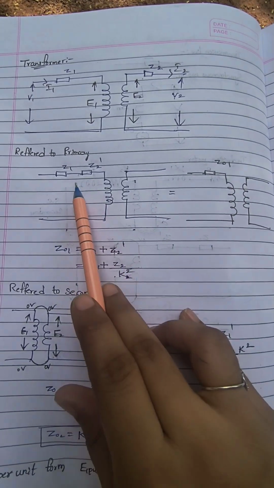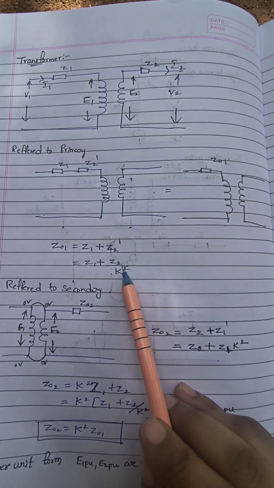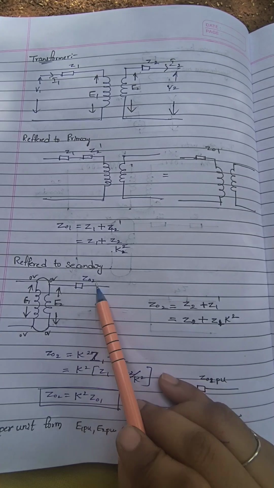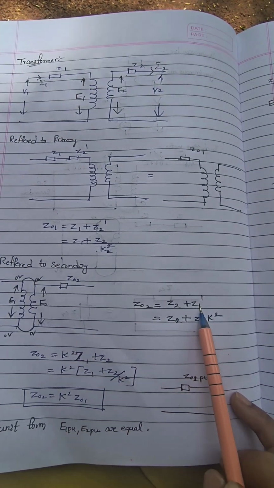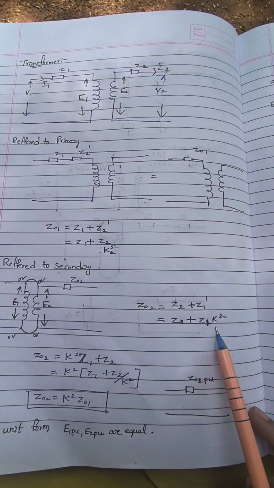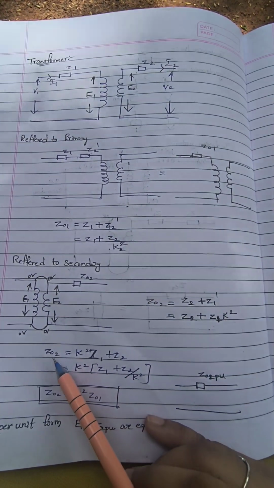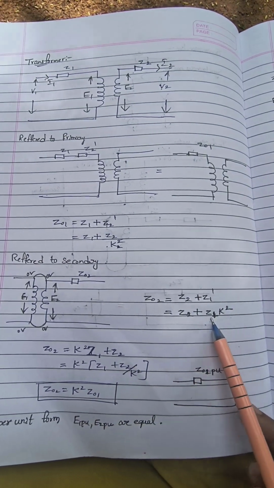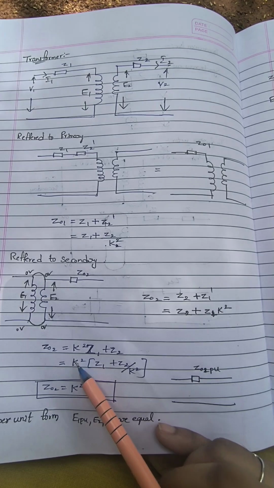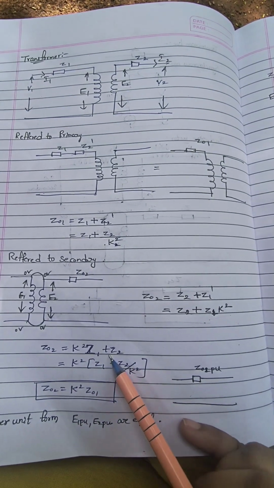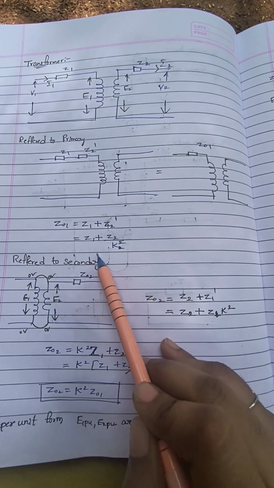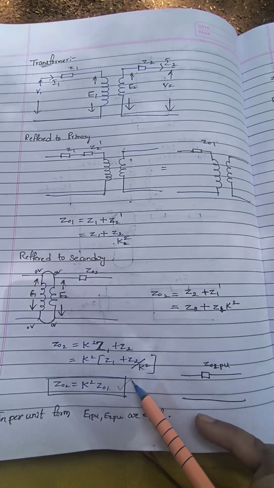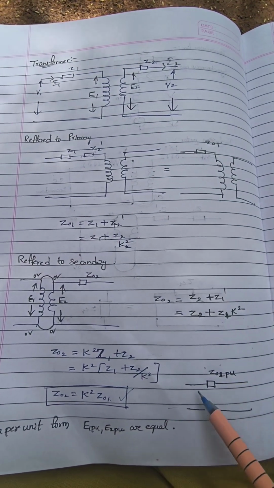Z01 equal to Z1 plus Z2 dash, and Z2 dash we can write as Z2 by K square. And referred to secondary, it will be Z02, that is Z02 equal to Z2 plus Z1 dash. Z1 dash can be written as Z1 into K square, so Z02 equal to Z1 into K square plus Z2. Taking K square common, we get K square times Z1 plus Z2 by K square. This is Z01. Here we see Z02 is equal to K square times Z01. We get this, and we will see this later.